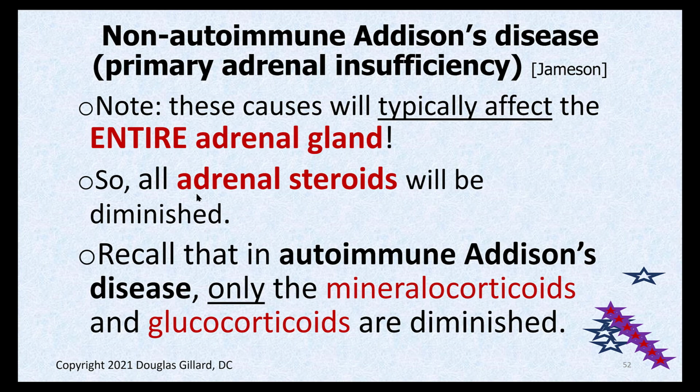Now, what about another type of Addison's disease? So this is an autoimmune Addison's. This is non-autoimmune Addison's disease. So this time, if it's not autoimmune, that means it's an infection or it's cancer. And so the entire adrenal gland will be taken out of action.